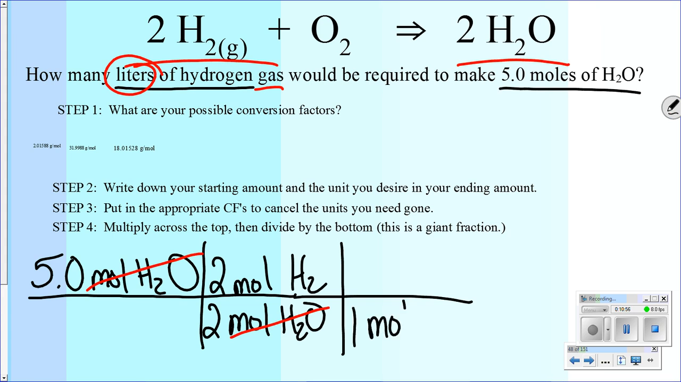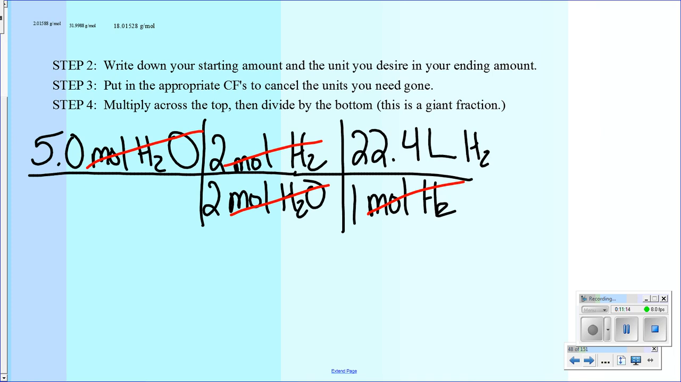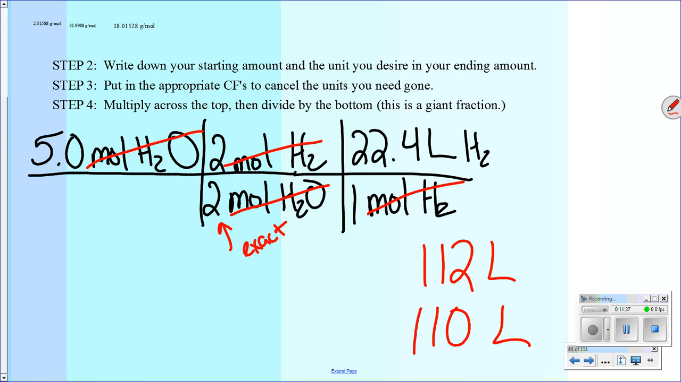If we have 1 mole of any gas, including H2, at STP, it will occupy 22.4 liters of space. We can keep that H2 with it for clarity. Moles go away. So we do 5 times 2 times 22.4, divided by 2. So you should get 112 liters. For sig figs, we do consider these to be exact numbers, so we're going to be able to keep 2 sig figs here. So this is 110 liters.